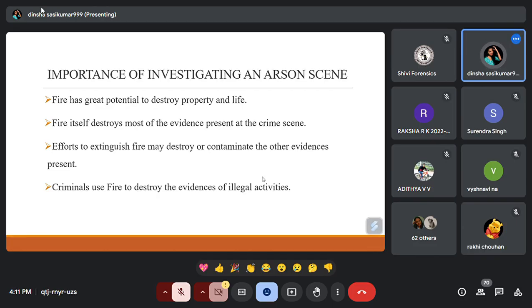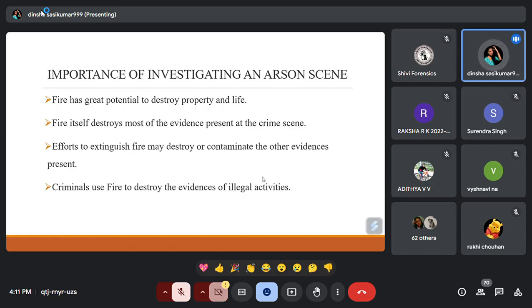So, if fire is present in a crime scene, it has the potency to destroy the other evidence present there. Then the efforts to extinguish the fire may destroy or contaminate the other evidence. When a firefighting official is trying to extinguish the fire, there is a chance of destroying or contaminating the other evidence in the crime scene.